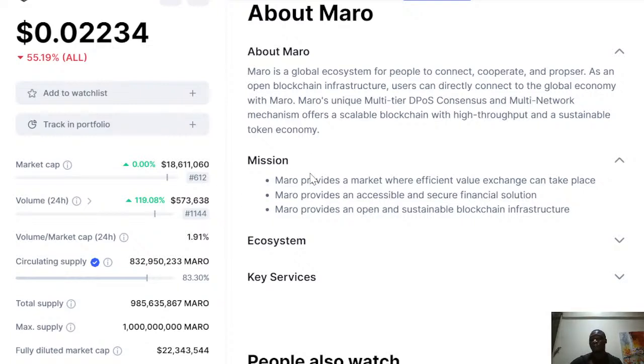Now look at their mission. The first mission area they have is to provide a market where efficiency, value, and exchange can take place. That is their first mission, to provide a place where valuable exchange can take place. And also Micro provides an accessible and secure financial solution.